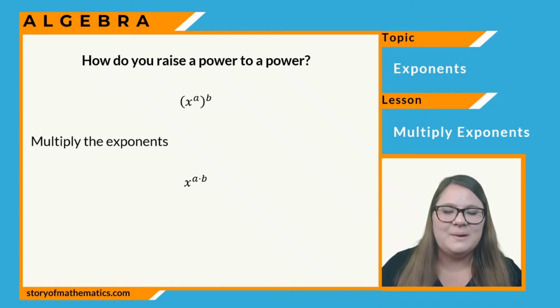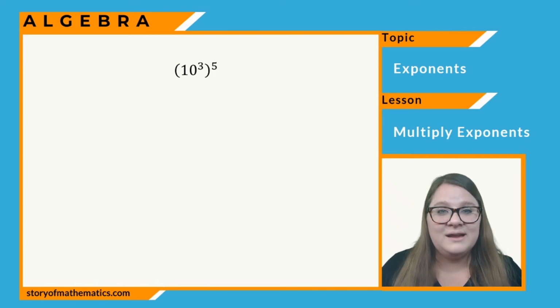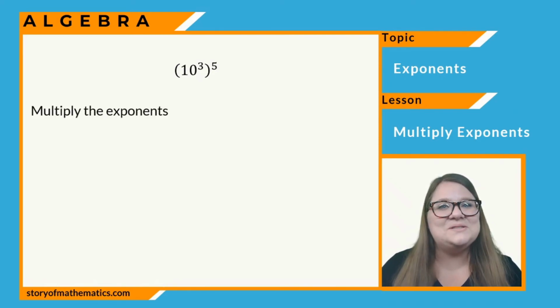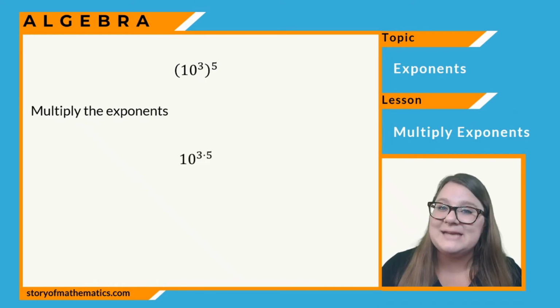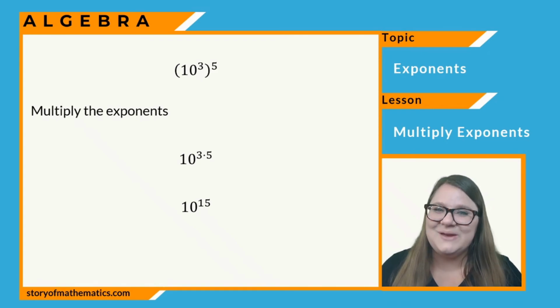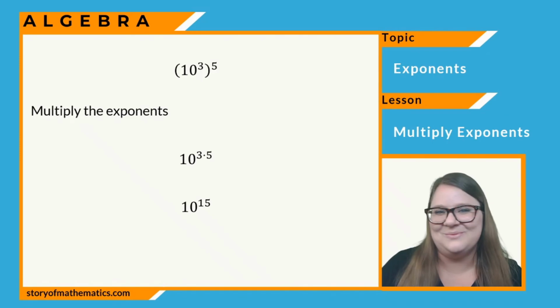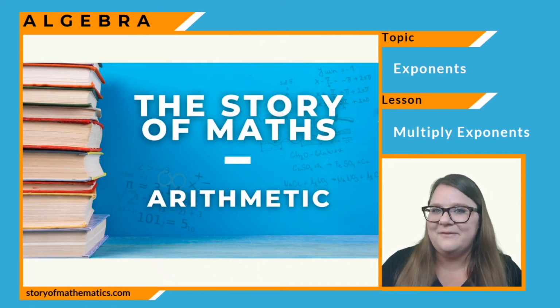So let's take a look at the problem we just did, the 10 to the third to the fifth. Instead of writing it out as a multiplication problem, I'm going to multiply the exponents instead. So this is 10 to the 3 times 5, or 10 to the 15. And you can see we got the same answer both ways, but this one was a little bit less work. And that is how you use multiplying exponents to simplify your problems.